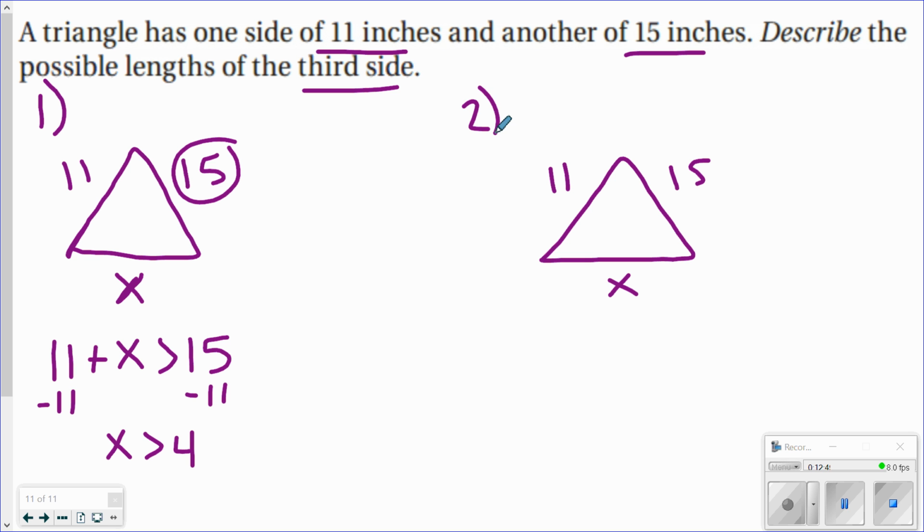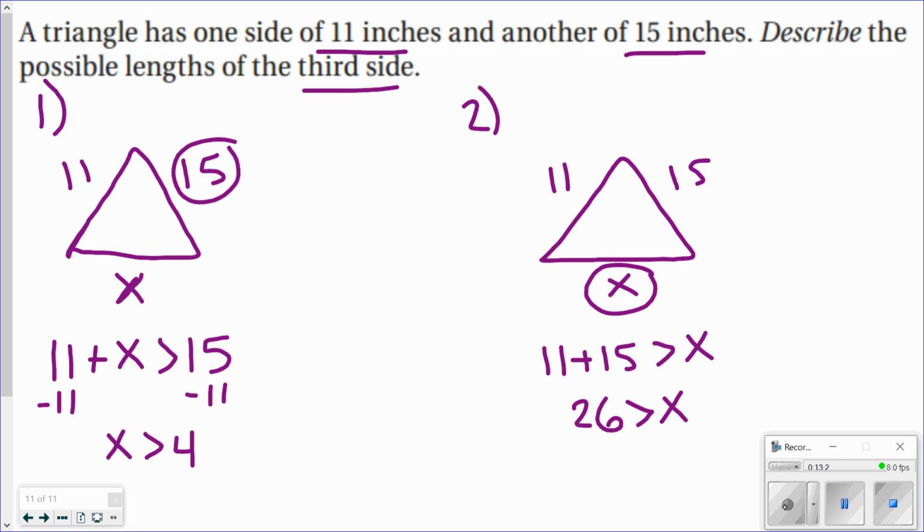Let's look at part 2. Okay, so now we're going to say that x is the longest side. So that means I need to add up the two shorter sides. So 11 plus 15 has to be greater than x. Well, let's add those together, 11 and 15. So 26 is greater than x.